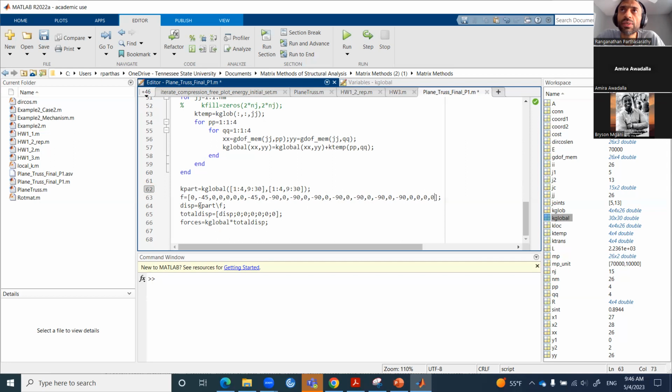Let's check. 0, negative 45. And then 1, 2, 5 zeros. And then negative 45, 0. And then this one, 1, 2, 3, 4, 5, 6, 7. 2, 3, 4, 5, 6, 7. And then 0, 0. Okay, so this is okay. So let's run till displacement.